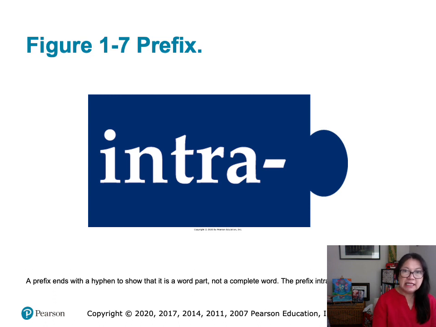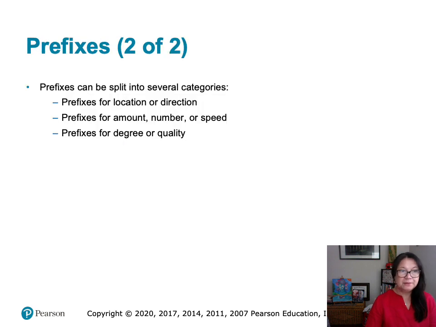Let's look more closely at an example prefix. In this case, the prefix intra-, which means within. Notice that the prefix ends with a hyphen to show that it is a word part, not a complete word. Like suffixes, prefixes can be split into several categories based on what they tell us about a combining form. This system gives us three types of prefixes. You have prefixes for location or direction, prefixes for amount, number, or speed, and prefixes for degree or quality.